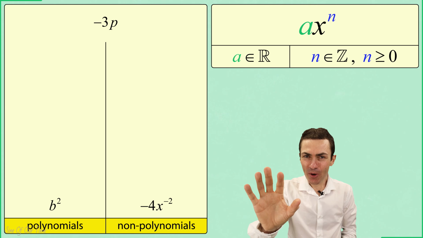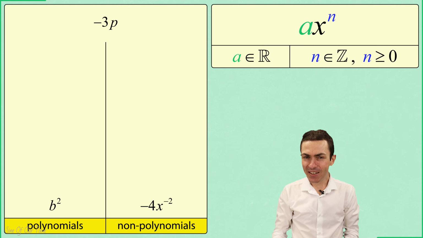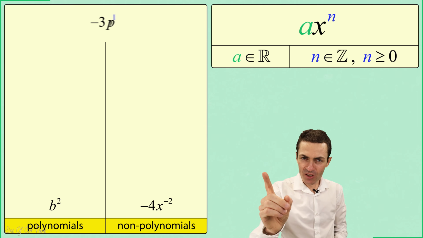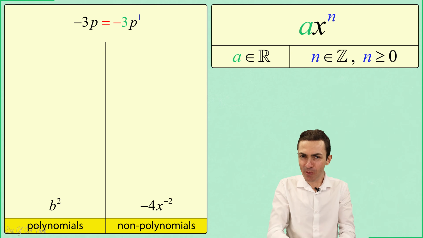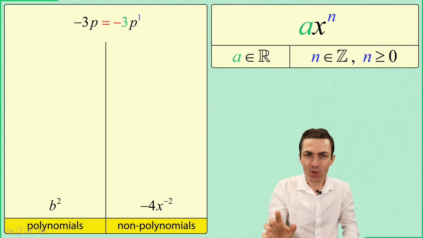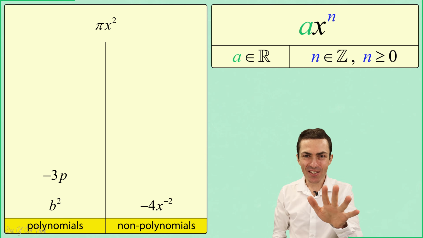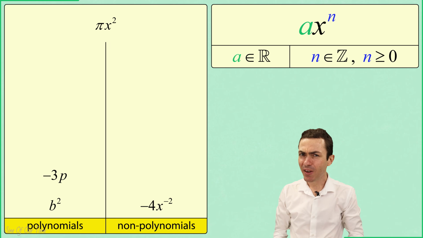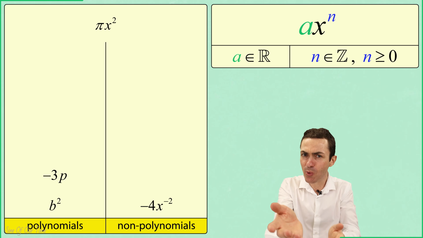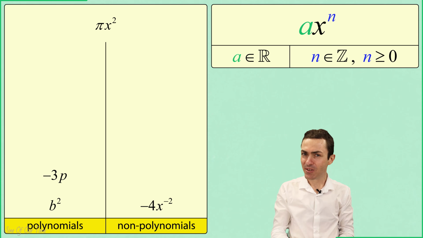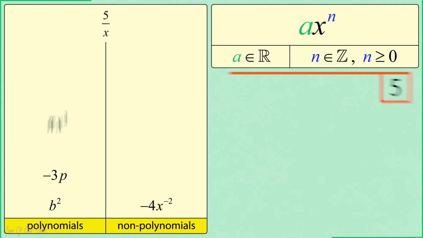Remember that if no exponent is shown, it is implied that the value of that exponent is 1. So this expression meets all of the requirements to be a polynomial. This is a polynomial. Remember, a can be whatever it is that you want it to be, including pi, so we have no problems here.